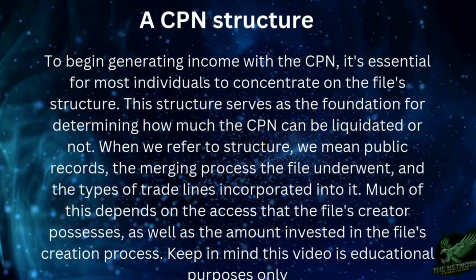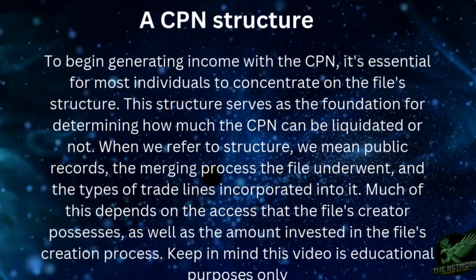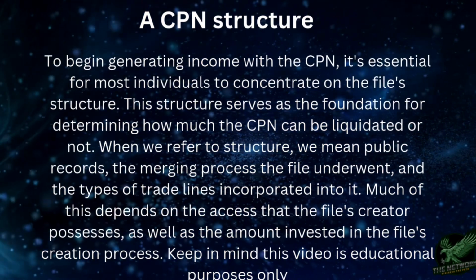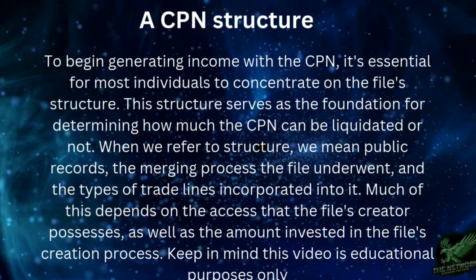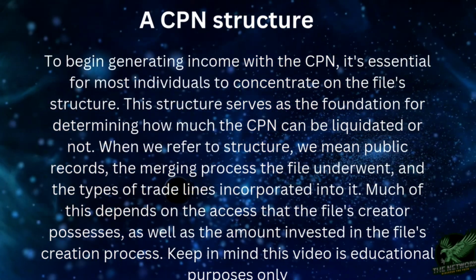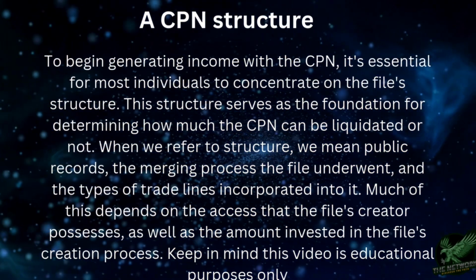So to make money with a CPN, it has to be structured correctly. To begin generating income with a CPN, it's essential for most individuals to concentrate on the file structure. This structure serves as the foundation for determining how much the CPN can be liquidated or not. When we refer to structure, we mean public records, the TriMerging process the file underwent, and the types of trade lines incorporated into it. Much of this depends on the access that the file creator possesses.